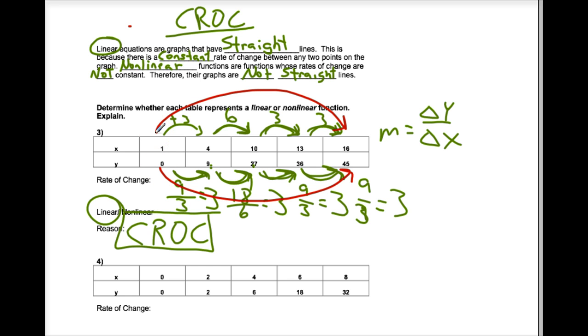Watch this. 0 to 45, what's the change? 45. Over. 45 divided by 1 to 16. No, it's not 16, it's 15. You got to subtract them. It's kind of what Tara said. Subtract them, so it's 15. What's 45 divided by 15? 3. Always got to be the same. So, you got to find the slope between all the points. If it's constant, it's linear because there's a constant rate of change.